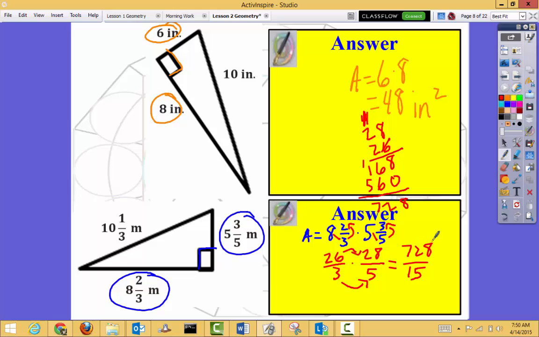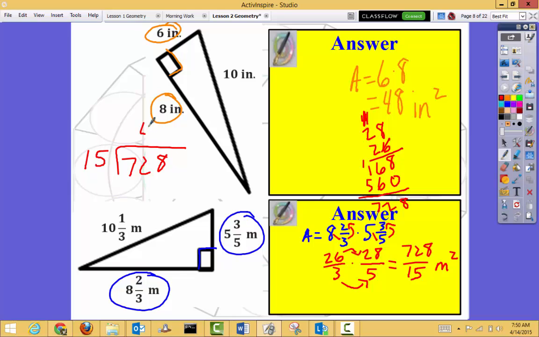Okay, there's my answer. Is that my final answer? No. I need to add my units, meters squared. And then I need to bring this back to what? Back to a mixed number. So I have a whole and a fraction. So I need to do 728 divided by 15.